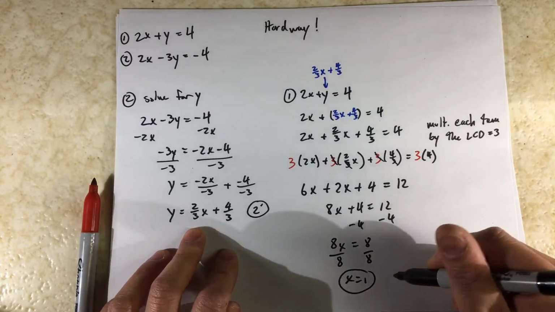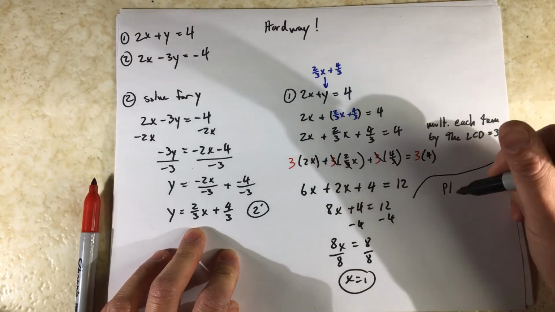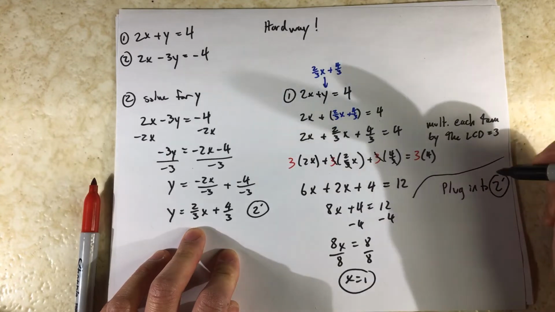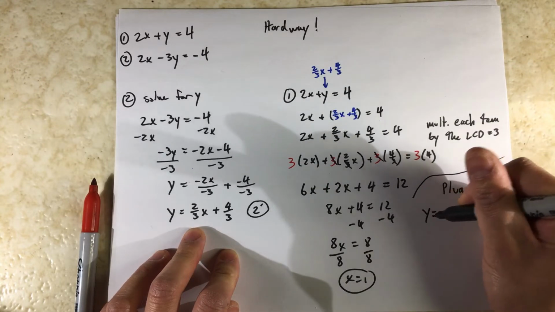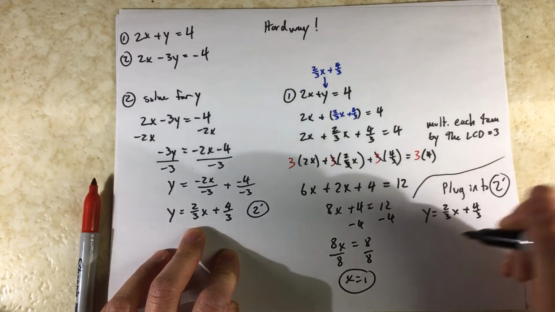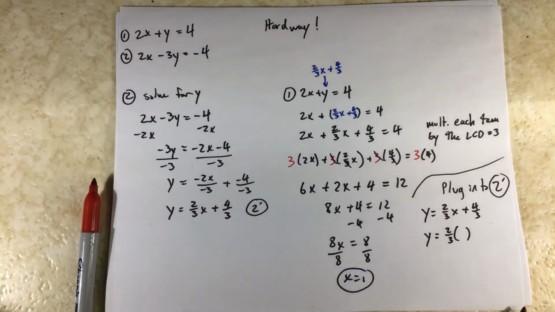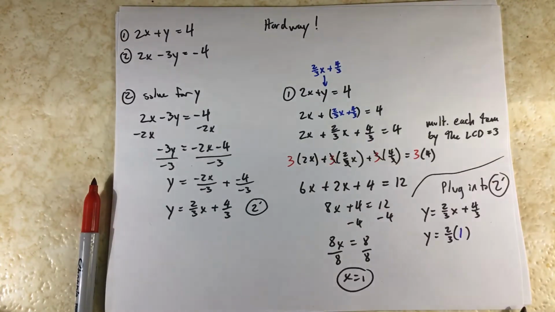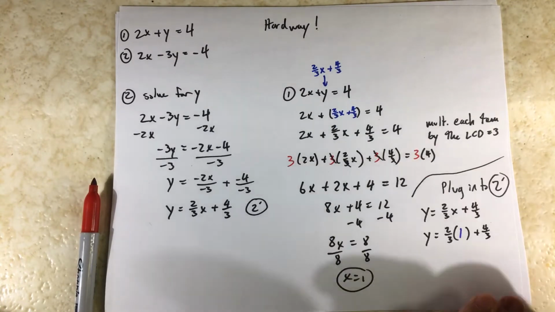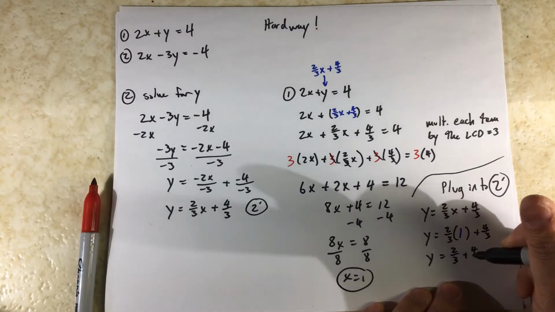Okay, so once I have x equals 1, I'm going to plug it back into equation 2 prime. So that equation is y equals 2/3 x plus 4/3. So y equals 2/3 times 1. I think I'm doing a good job being consistent with the colors I'm choosing, which is what I want. So 2/3 plus 4/3.